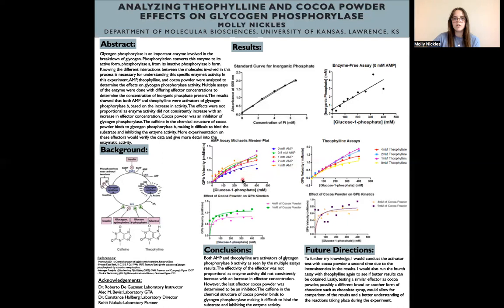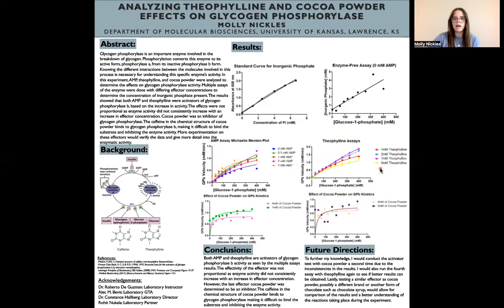As concentration of AMP increased, the enzymatic activity also increased, as shown on this graph. This is a proportional relationship that indicates AMP is an activator of glycogen phosphorylase B. The same can be said for the second effector, theophylline.